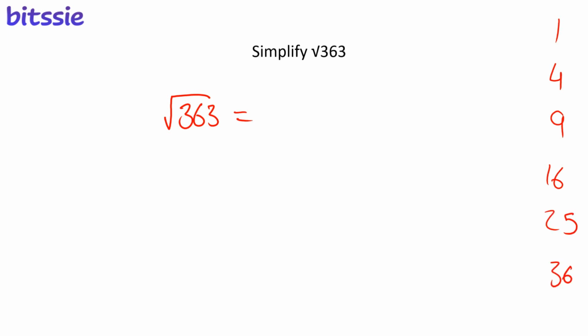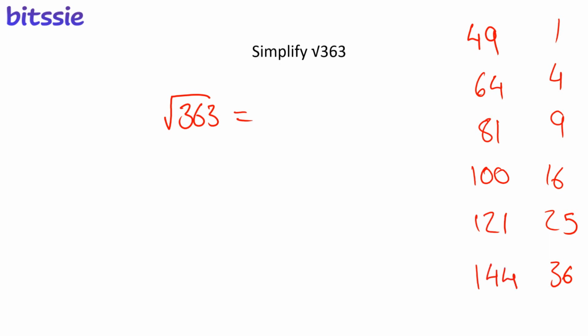Finally, we have one more question. The square root of 363. Let's use the same method that we did before, of writing down all of the square numbers that we know. So we've got 1, 4, 9, 16, 25, 36, 49, 64, 81, 100, 121, and 144.